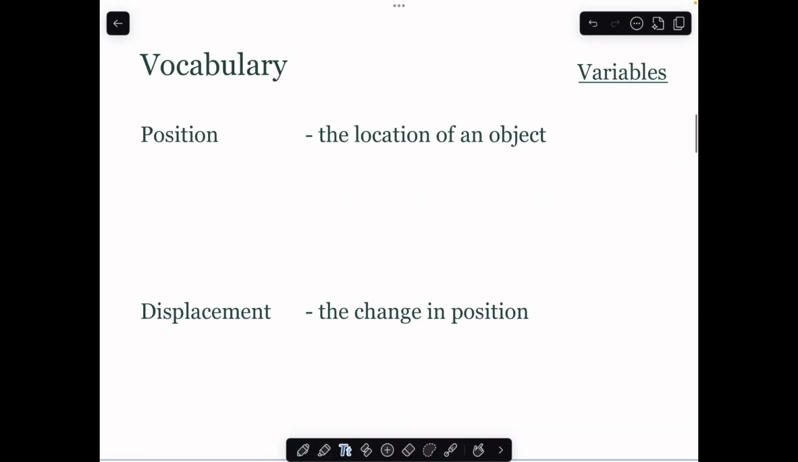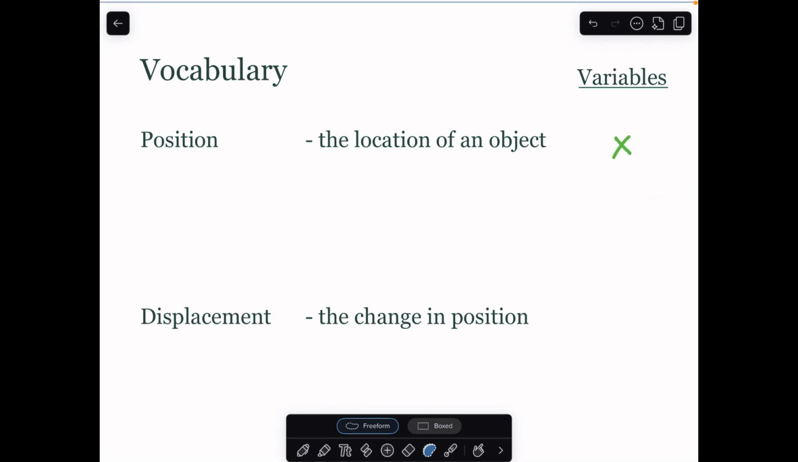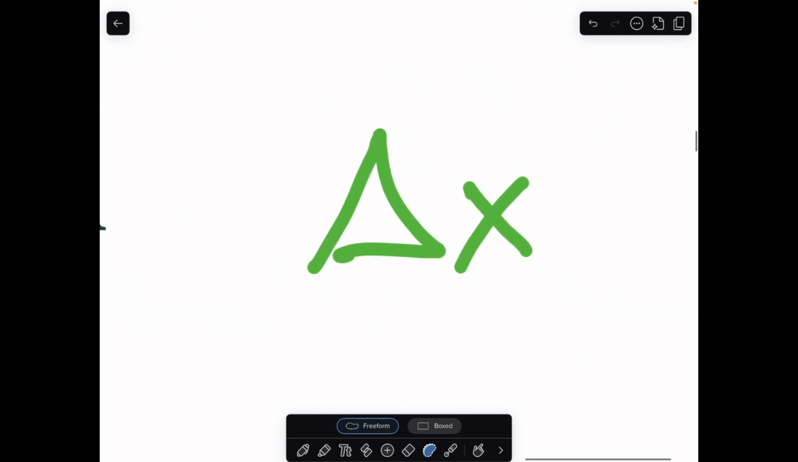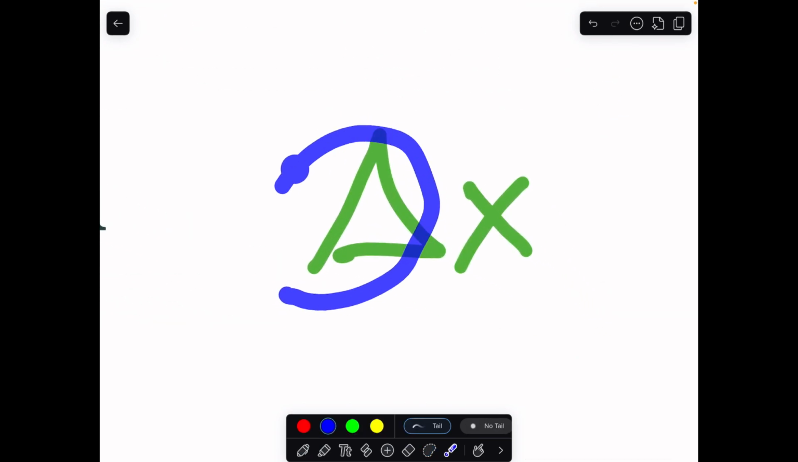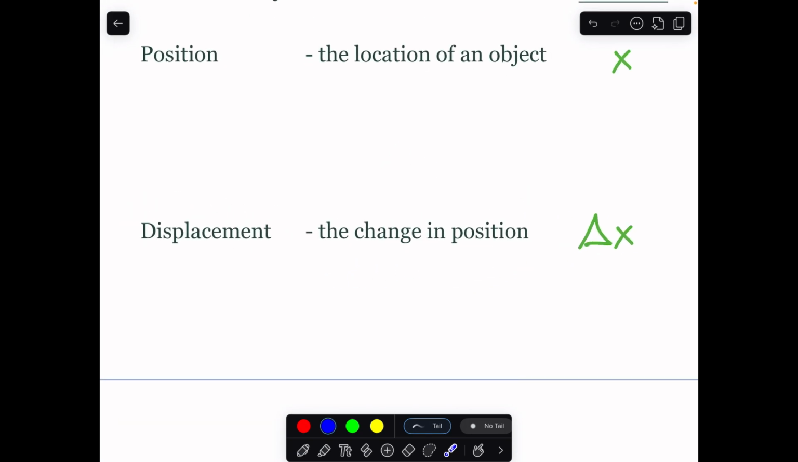The variable for position is x. And the variable for displacement is going to be delta x. If we haven't gone over it yet in class, this delta means change and x means position. So these two symbols together mean change in position.